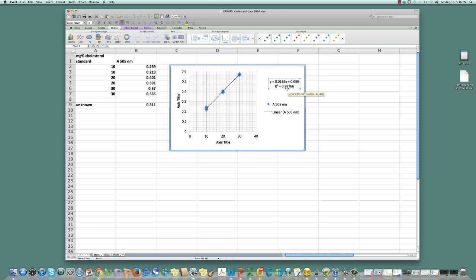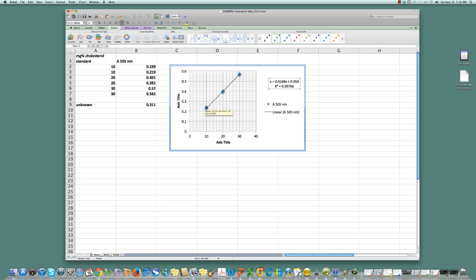So what we have here is the R-squared value. This is a statistical measure of how good your data are, how close your data are to a true linear fit. The closer to 1 that is, the better your data are, or the more appropriate the fit is. And you can see this is a very nice fit to linear. Here is the linear equation. So this is y equals mx plus b. So y is absorbance, x is milligram percent cholesterol concentration.